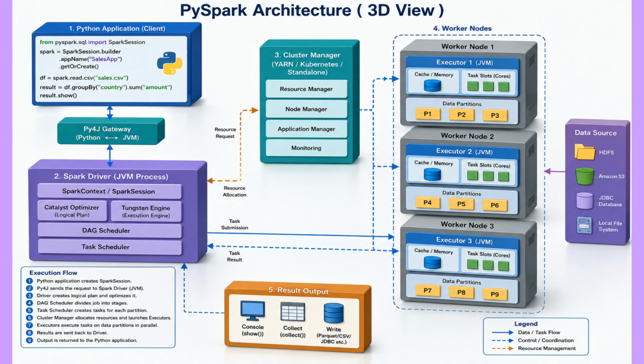Tungsten improves Spark performance through advanced memory management, CPU optimization, and code generation techniques. Another important component is the DAG Scheduler. DAG stands for Directed Acyclic Graph. The DAG Scheduler converts user operations into a series of stages that can be executed efficiently. Finally, the Task Scheduler creates individual tasks from those stages and prepares them for execution on worker nodes. Once the execution plan is ready, the driver requests resources from the cluster manager.